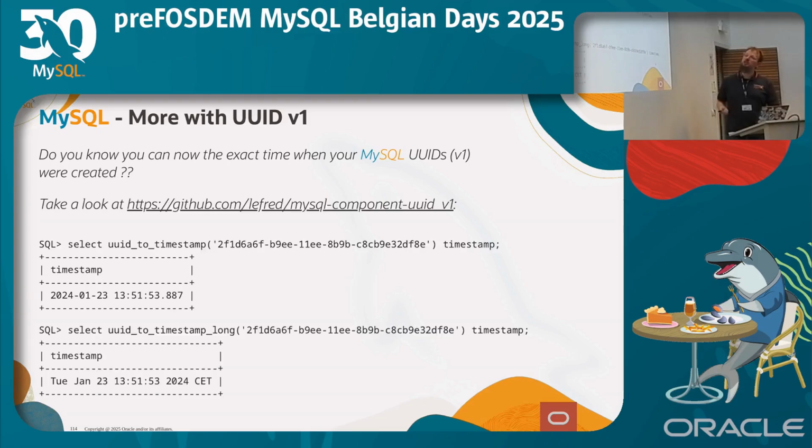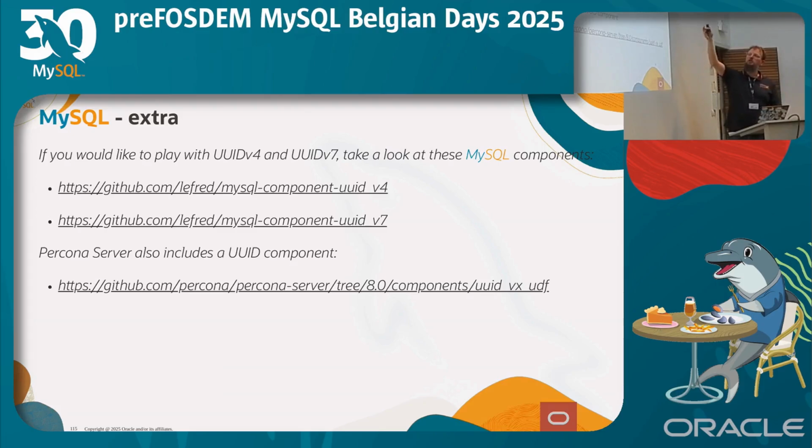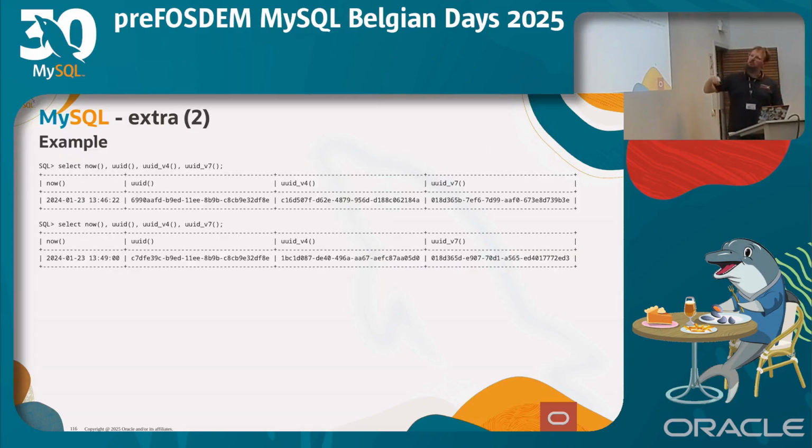If you want to play with UUID v1, because it has a timestamp, I wrote a small component just to have fun. You create the UUID generated by MySQL, and you can see when they were created. If you want to play with other UUIDs, I created some older components, but for example, Percona Server also has components that have a lot of types of UUIDs currently, I guess. So just to play, to show you the difference between the UUIDs.